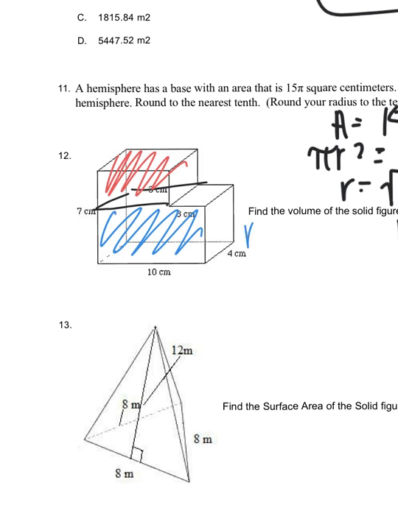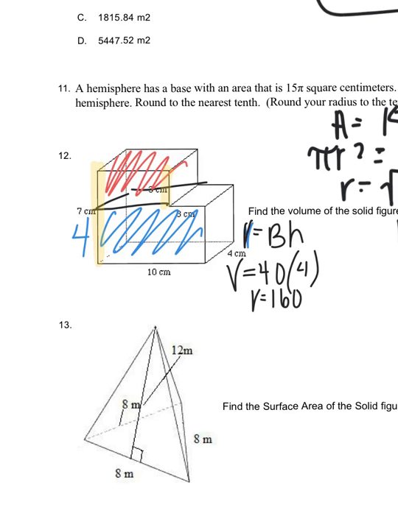Volume equals area of the base times the height of the prism. So if I use that blue one, the area of the base, it's 10 times 4, it's 40. And height of the prism, they don't really give it to me. But they showed me here that this whole thing is 7 and this piece is 3. So what's missing is that the height is 4. So the volume of the first one is 160 centimeters cubed.